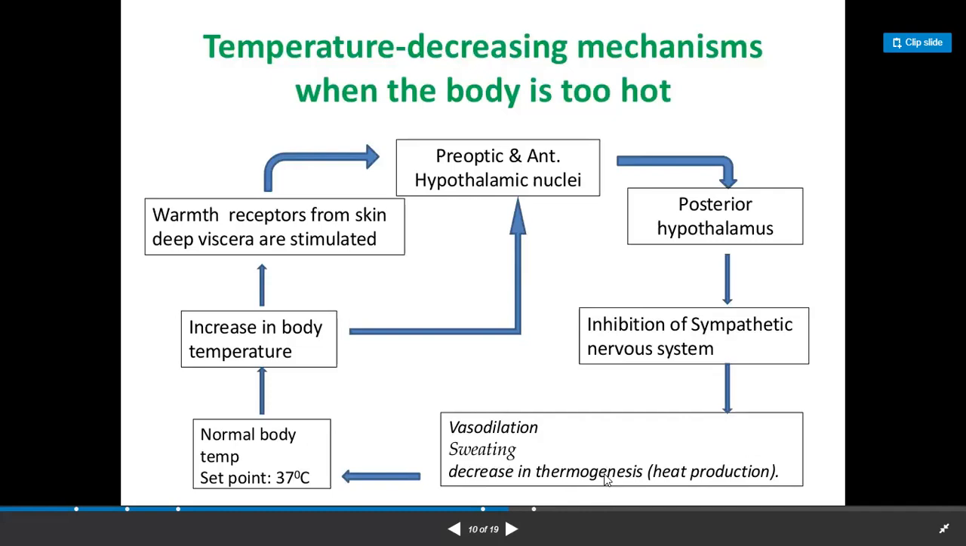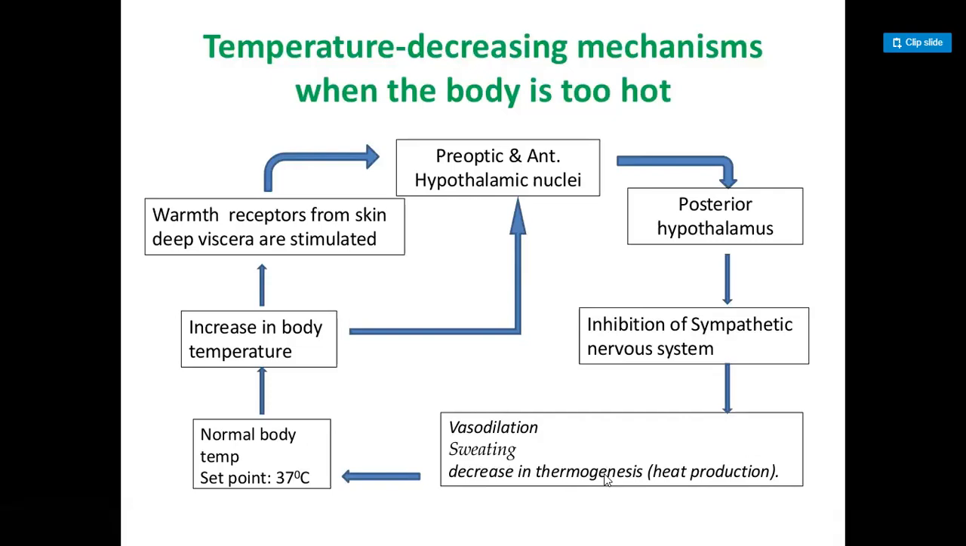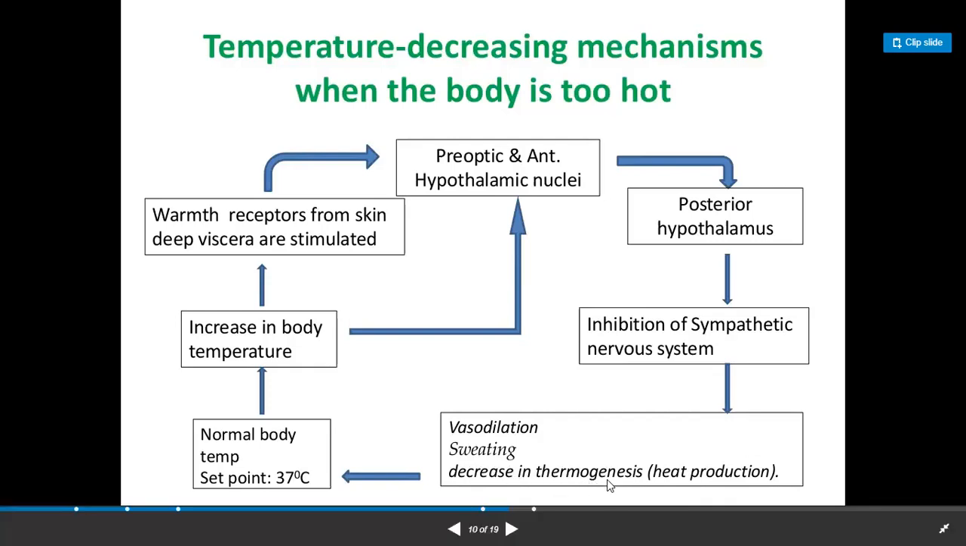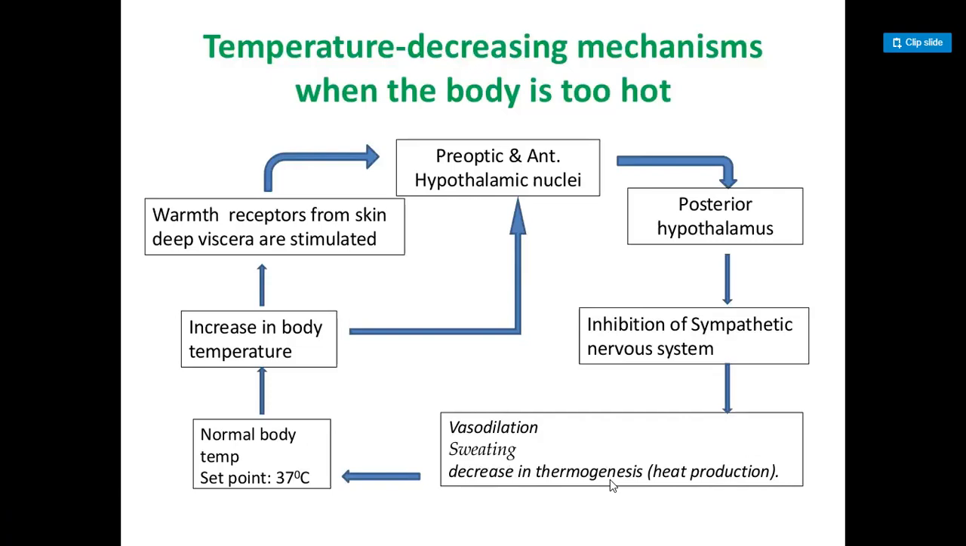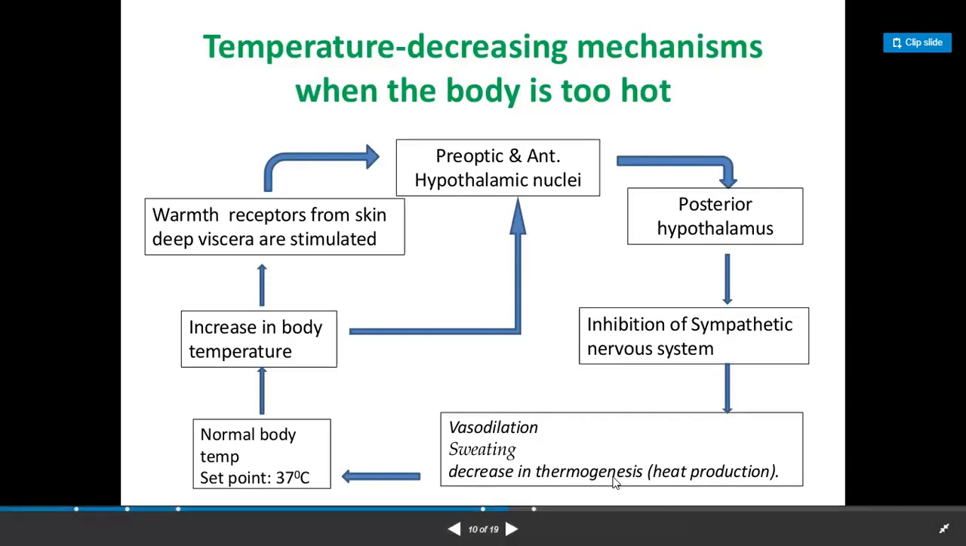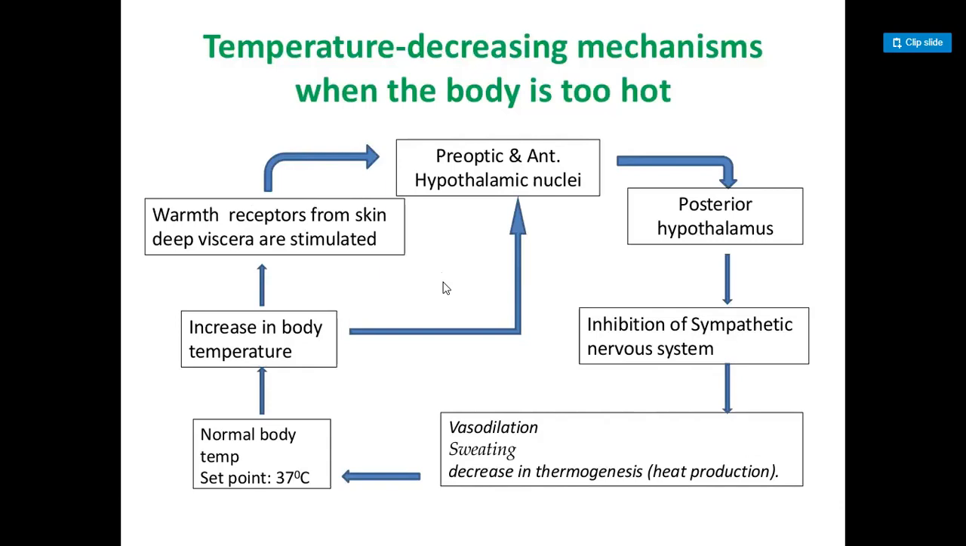So it also means that there will be a decrease in thyroxine action, because I told you that thyroxine increases body temperature. Thyroxine causes thermogenesis. But now we don't want thermogenesis. We want to stop heat production. So we have to stop thyroxine production also. So this is the mechanism to decrease your body temperature.